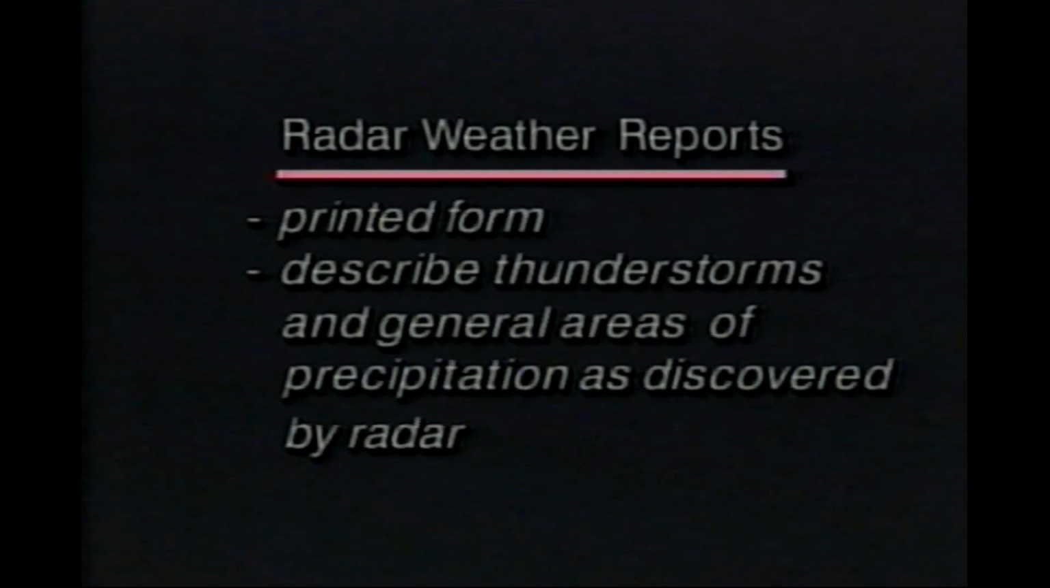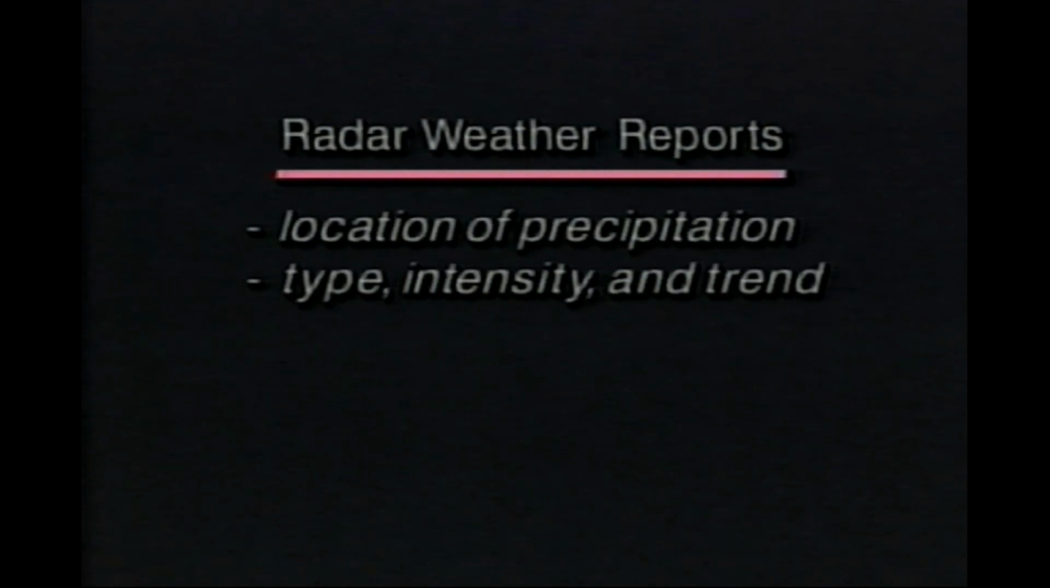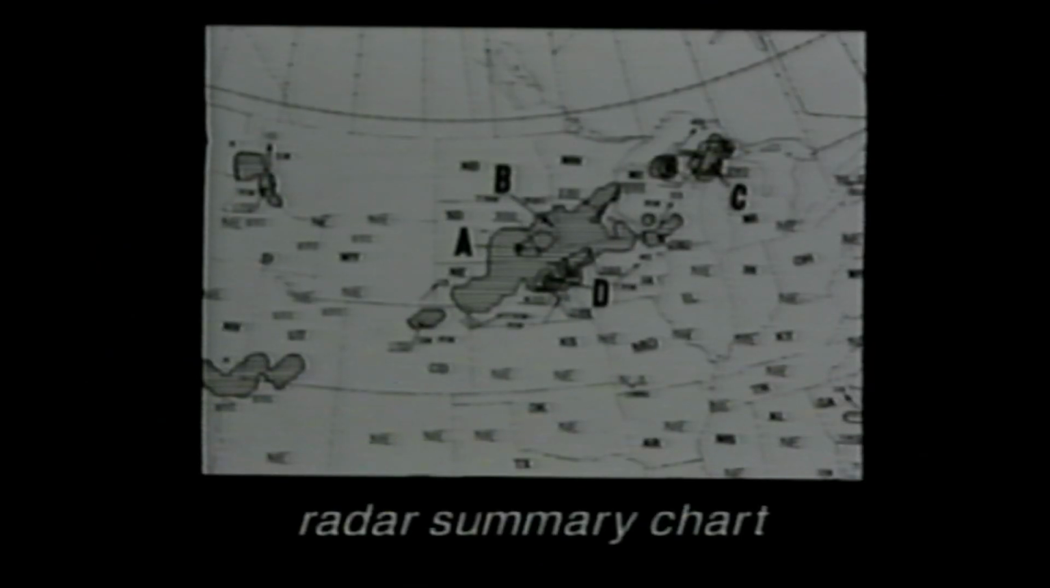Radar weather reports are in printed form and describe thunderstorms and general areas of precipitation as discovered by radar. I've included it in the chart section because we'll next see a chart compiled from all the radar weather reports. The report includes a location of precipitation along with a type, intensity, and trend. The radar summary chart graphically displays the collection of radar weather reports. The computer-generated chart is valid at the time of the plotted radar reports.